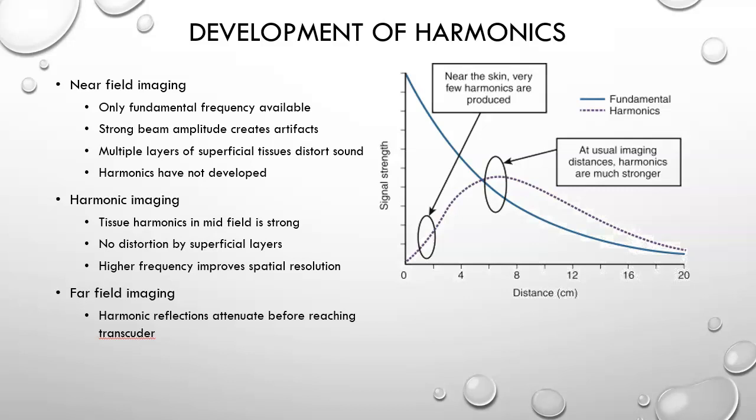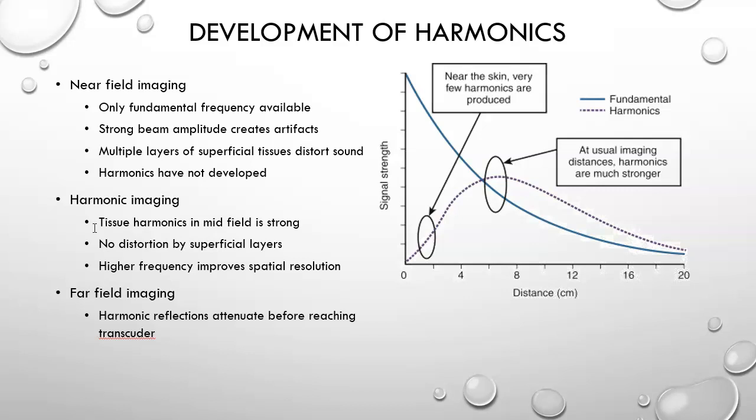In the far field, harmonics were developed, but because they're at twice the frequency of the fundamental, they're all attenuated pretty much before they get back to the transducer. So in the midfield is where tissue harmonics will always be the strongest. So if you get a question like, okay, where is it best to image tissue harmonics? Well, the answer is going to be in the midfield.